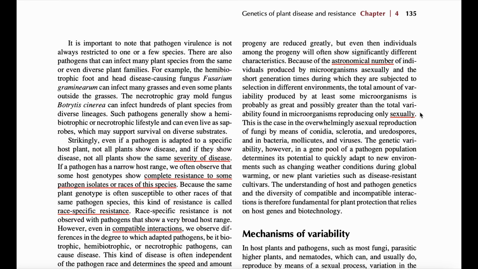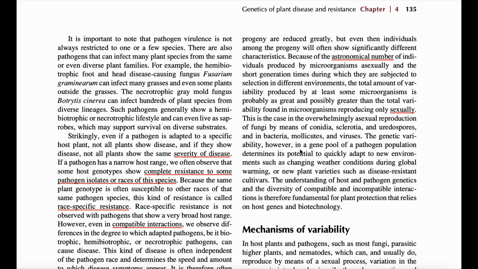In sexual reproduction, the process is very slow, whereas in asexual reproduction, like budding, fission and fragmentation, there are numerous progeny that we see in a very short duration. The genetic variability in the gene pool of a pathogen population determines its potential to quickly adapt to new environments, such as changing weather conditions during global warming, or new plant varieties such as disease-resistant cultivars.